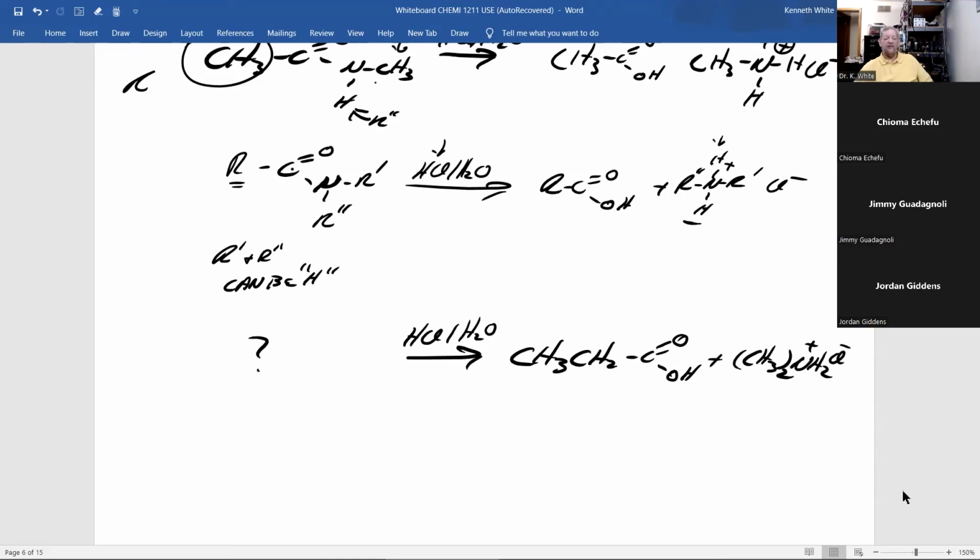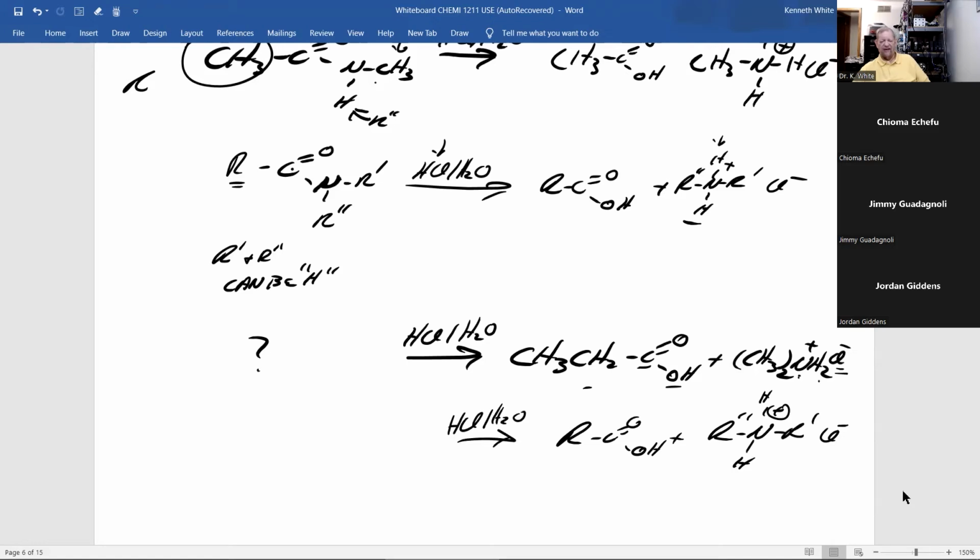All right, we got to move on because the break's just about on us. We look at these two products. What's different? Ooh, carbonyl hydroxycarbon, carboxylic acid. Ooh, two R groups on nitrogen with two hydrogens and a chloride anion. That's an amine salt. Thank you, Jordan. And what do we react with HCl and water to make these two compounds? An amide.